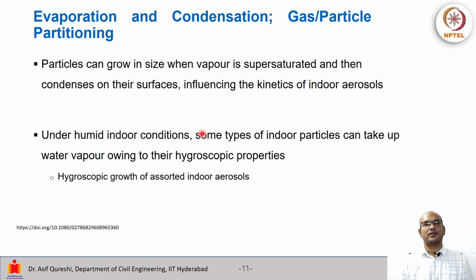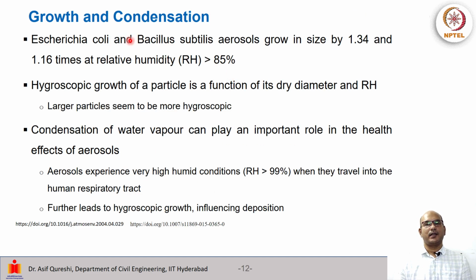Under humid conditions, some types of indoor particles will take up water vapor if they are hygroscopic. So they have a tendency to absorb water, and this will happen more when the conditions are humid. So some types of indoor particles will take up this water vapor, and then they will grow in size, and this can be termed the hygroscopic growth of assorted indoor aerosols. In the case of some microbes, for E. coli and Bacillus subtilis aerosols, they grew in size by 1.34 and 1.6 times the original value when the relative humidity became more than 85%.